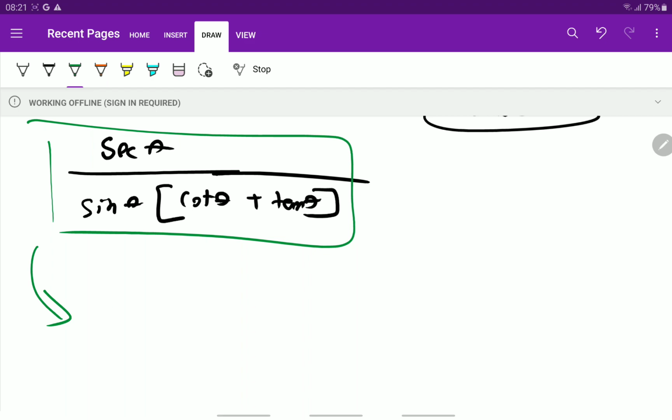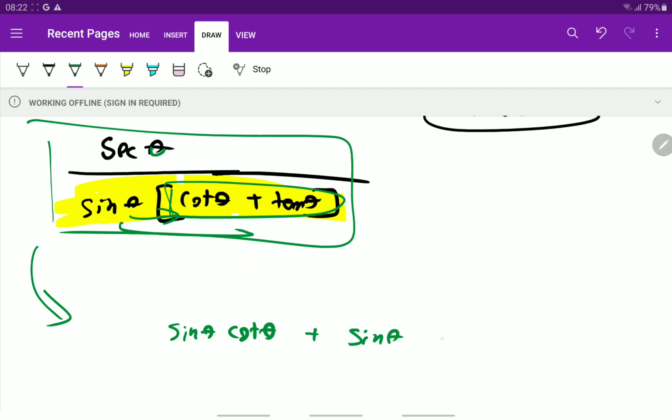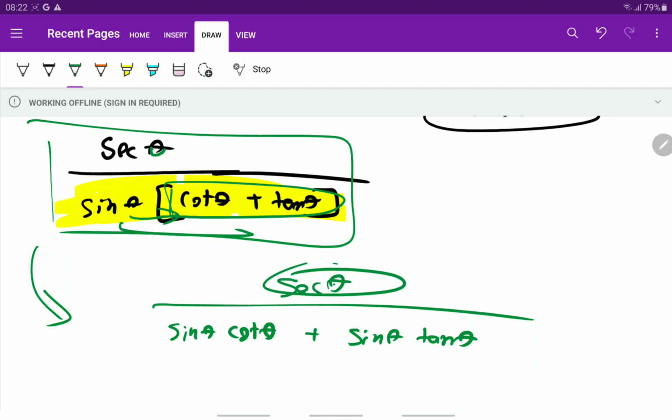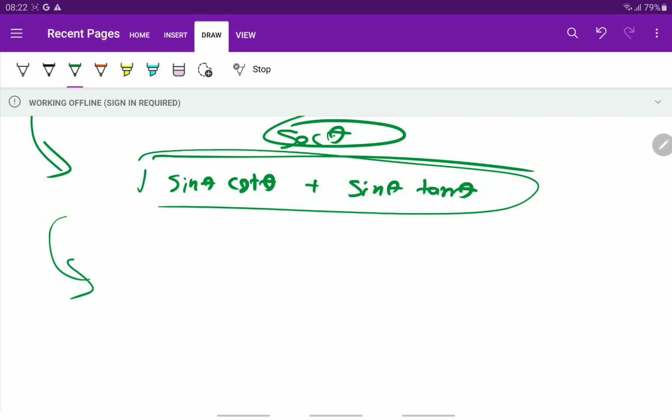We have sec theta, right? Let's leave it all there. So first, let's focus on the bottom bit because we've got to expand something. Sine theta into cot theta plus tan theta. So let's use the form. Do we see anything here? Cot theta plus tan theta? Well, not really. So we can expand it. Sine theta into cot theta is, let's leave it as sine theta cot theta plus sine theta tan theta over sec theta. We'll get back to the sec theta later. Let's just focus on this term. Sine theta cot theta. What can we expand that to?